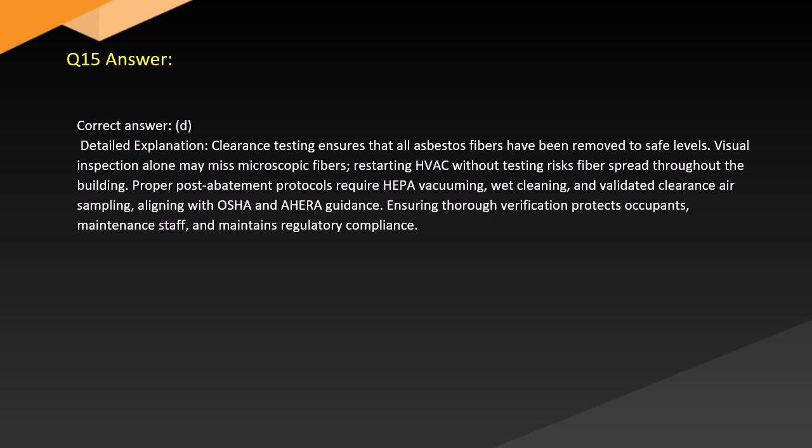Answer. Correct answer, B. Detailed explanation. Clearance testing ensures that all asbestos fibers have been removed to safe levels. Visual inspection alone may miss microscopic fibers. Restarting HVAC without testing risks fiber spread throughout the building. Proper post-abatement protocols require HEPA vacuuming, wet cleaning, and validated clearance air sampling, aligning with OSHA and AHERA guidance. Ensuring thorough verification protects maintenance staff and maintains regulatory compliance.